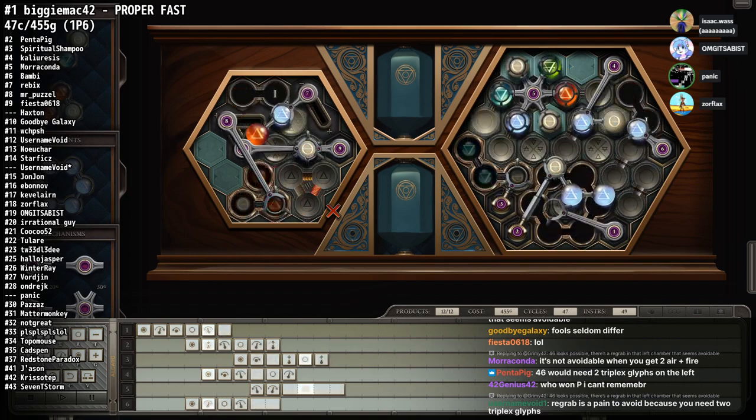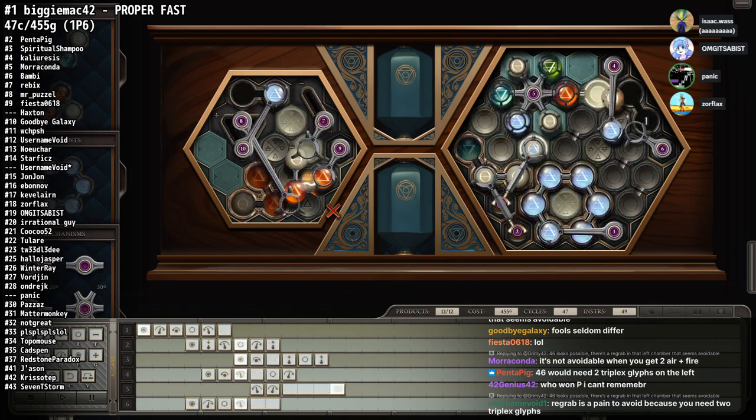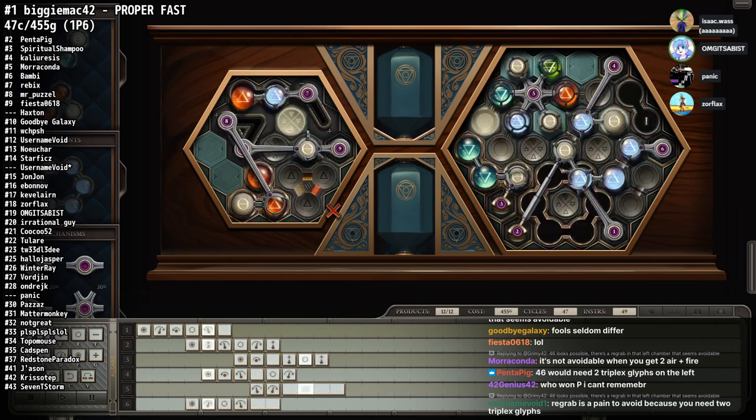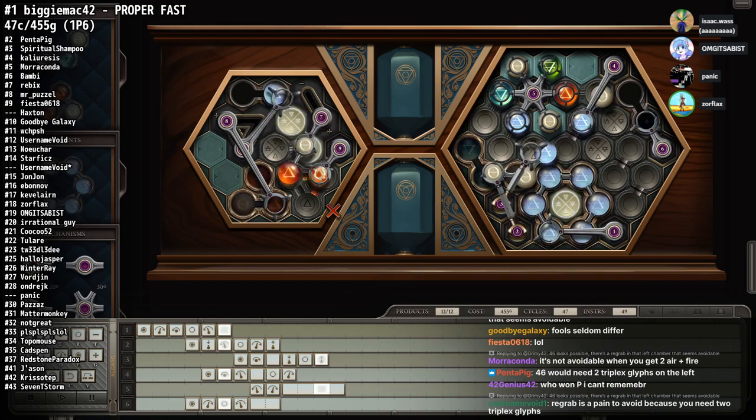But yeah, the difference in cost is 530 to 455, so it's quite significant. Ooh. Yeah, that's a lot of cost shaving. Oh, that's more than I thought.